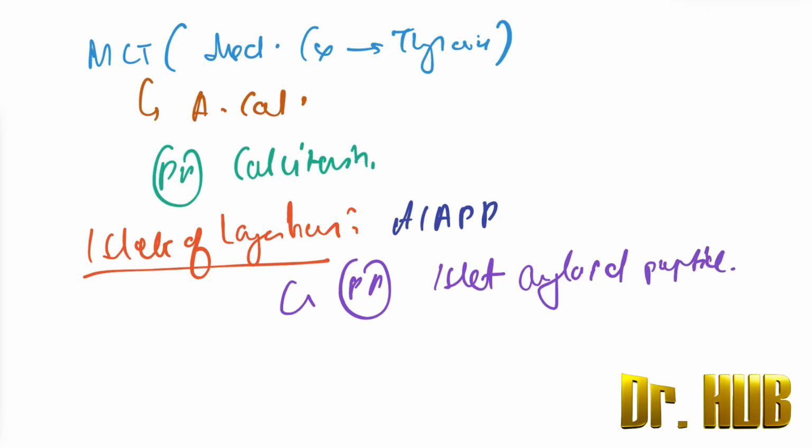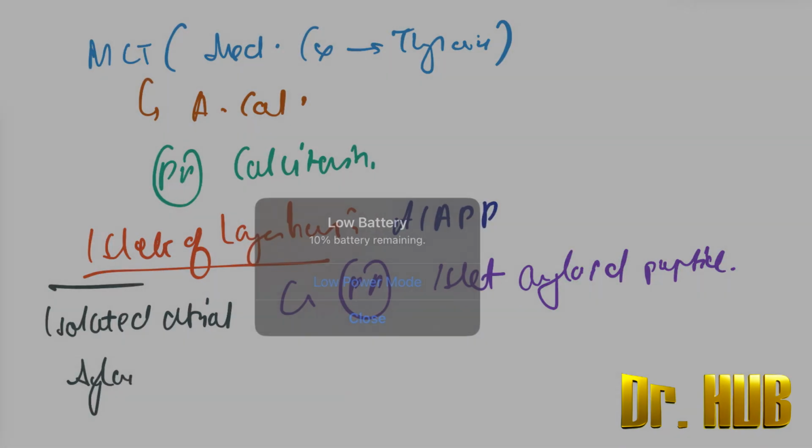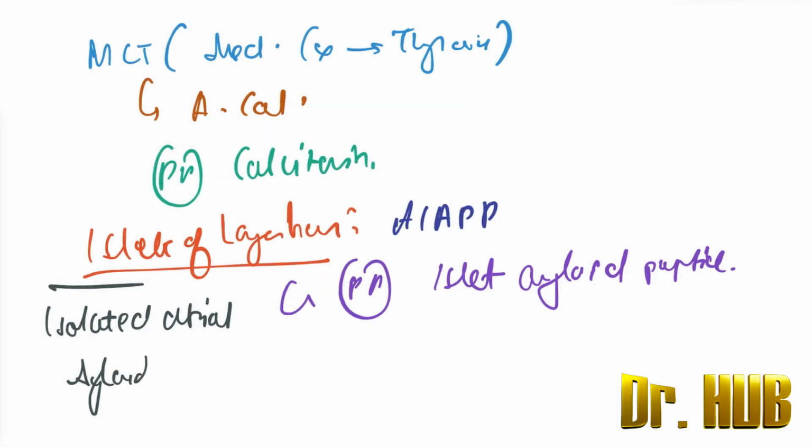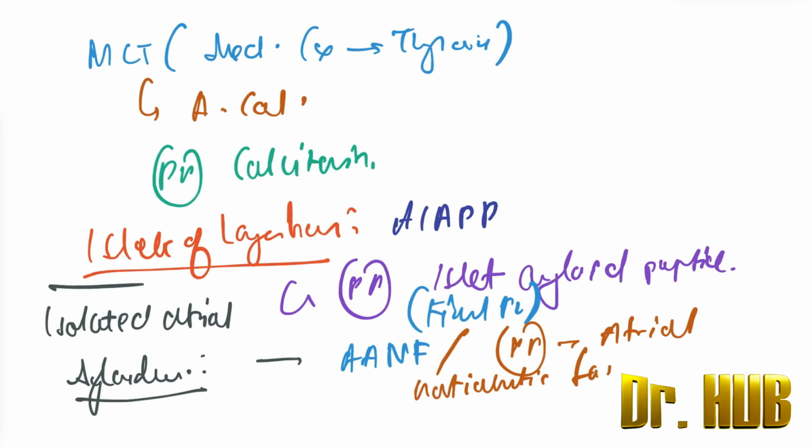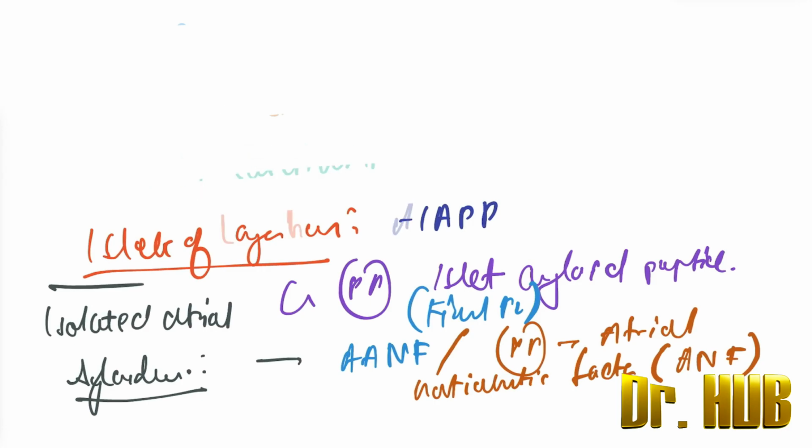Next, lastly, we are going to see the isolated atrial amyloidosis. So here it is the AANF. This is the fibril protein. And next we also have the precursor protein. This will be the atrial natriuretic factor, or in short known as the ANF.